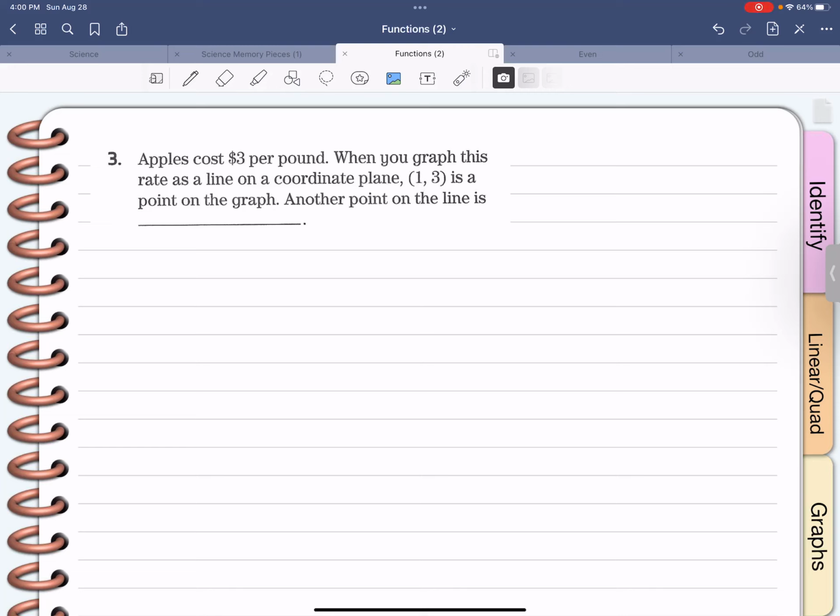I am still on page 180, but I'm looking at problem 3. I need some space for this one. So let's go ahead and work this one. It says apples cost $3 per pound. Oh, I like that. That is a unit rate.